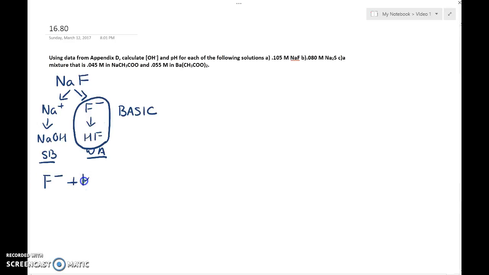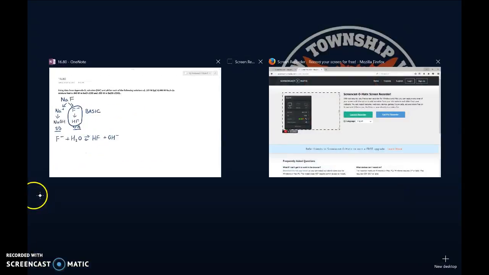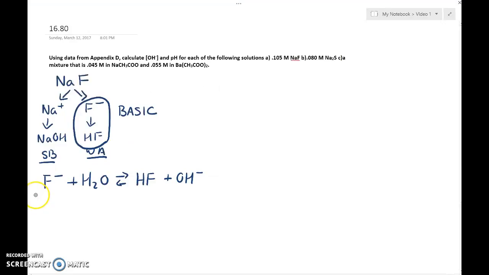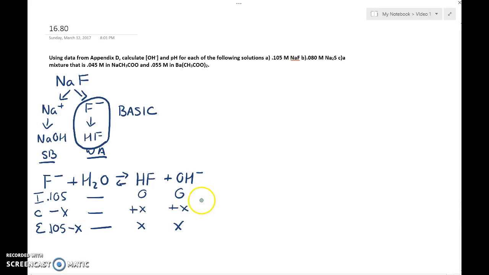I'm going to go ahead and write a base equation, and ice it. One to one, so 0.105. Remember, any questions, pause and ask. So I know that my Kb, and I need a Kb here, is x squared over 0.105 minus x. Now I need a Kb because I just wrote a base equation.